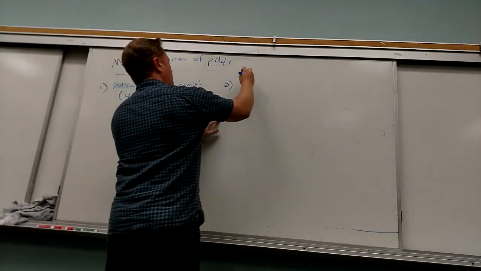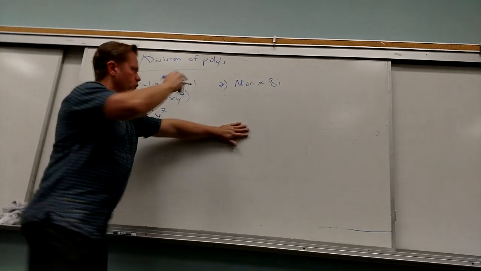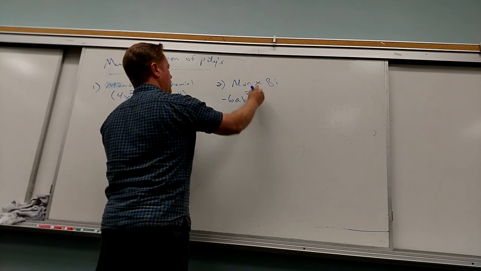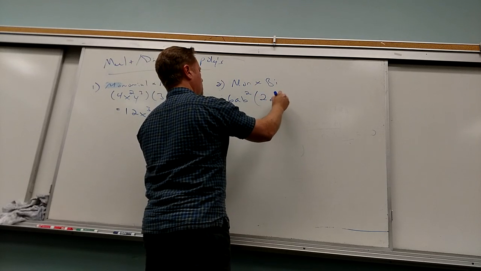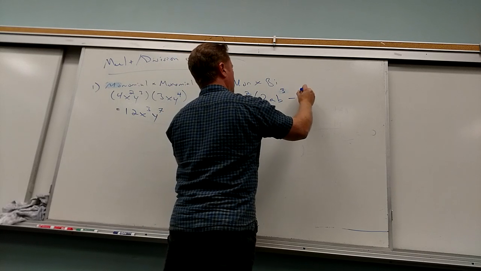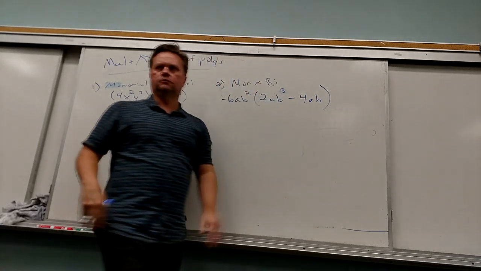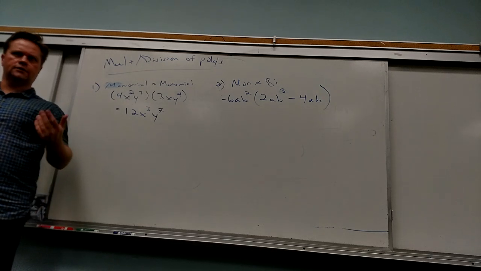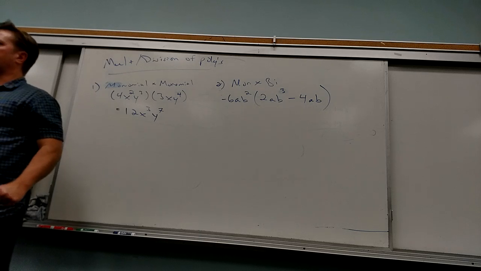So what if I do a monomial times a binomial? So what would that look like? That might look like this. Negative 6ab squared times, what you got? 2ab cubed minus 4ab. Yeah. So this is just the distributive property, right?